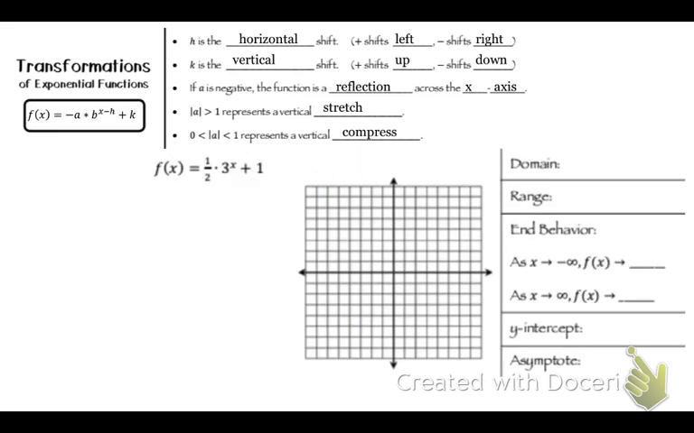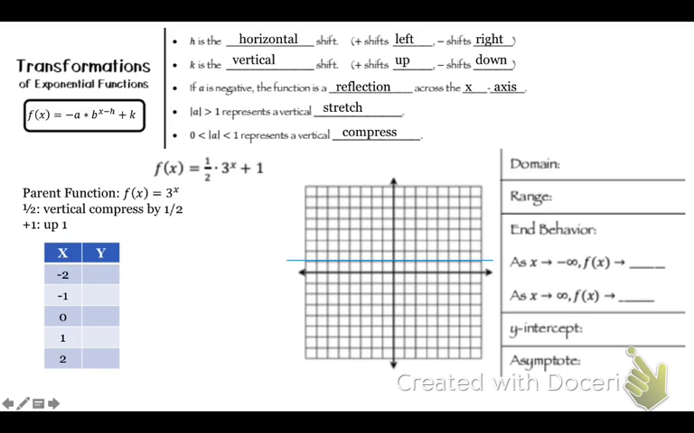Okay? Let's do another one. So this one, our parent function is 3 to the x. We're vertically compressing by a half, and I'll show you how to do that, and we're moving up 1. So the up and down, left and right, that's where we're going to draw our new axis. So we moved up 1, so that's going to be our new axis.